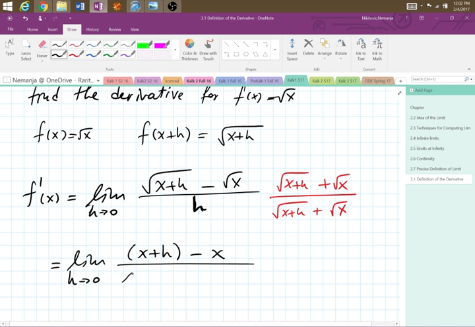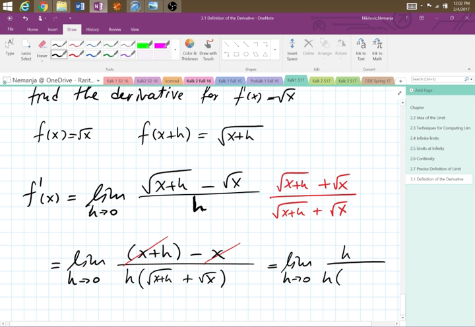On the bottom, I'm not going to multiply it through. I'm just going to leave it like this. That's what I said. Please pay attention. Thank you. So now, in the numerator, we see that x minus x cancels. And we are left with the limit h goes to 0 of h over h times the square root of x plus h plus root x.